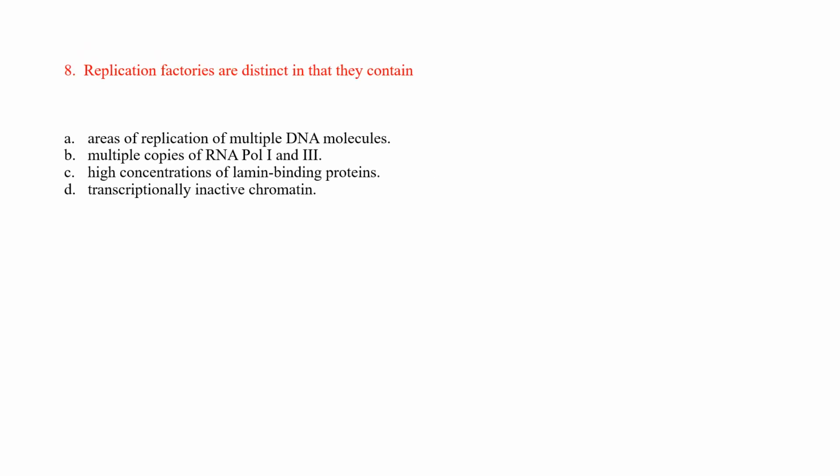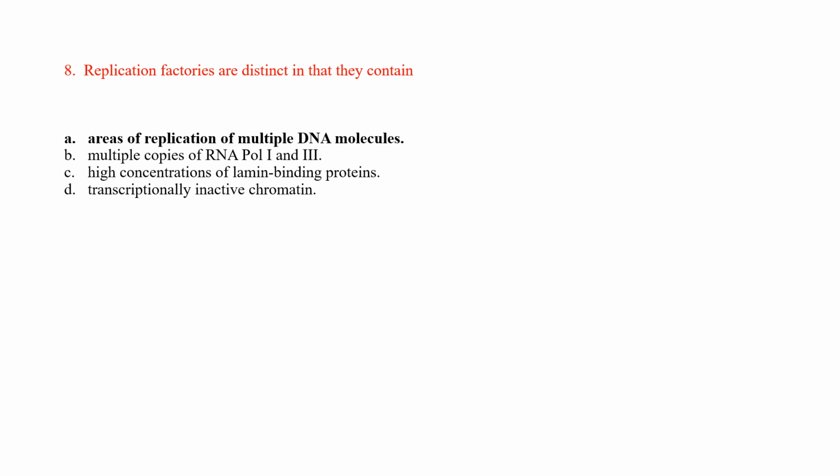Number 8, replication factories are distinct in that they contain A, areas of replication and multiple DNA molecules, B, multiple copies of RNA polymerase 1 and 3, C, high concentrations of lamin-binding proteins, or D, transcriptionally inactive chromatin? The answer is A. Of course, if you found a replication factory, you would assume it would be replicating DNA, so A is your best answer. Areas of replication of multiple DNA molecules.